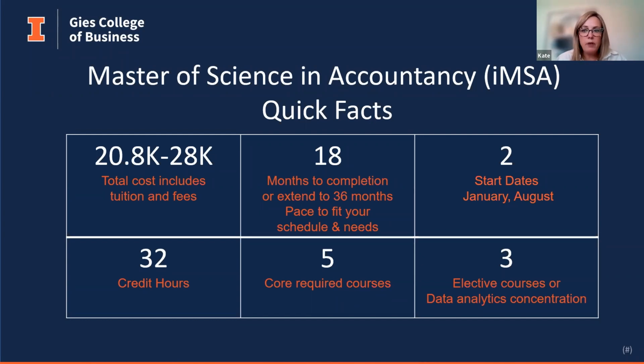We do have 2 start dates, January and August. You can start in the summer, but you would be taking a non-accounting class in the summer if you wanted to start in the MSA program in the summer. 18 to 36 months is about the timeline of this degree. It includes 32 credit hours. 5 of those are core classes, and then you have 3 elective choices to choose from.